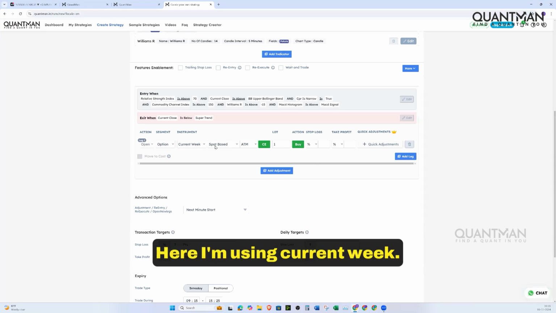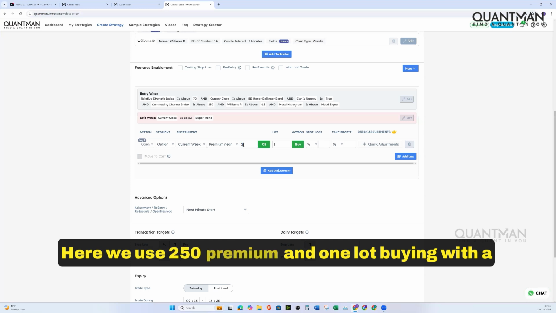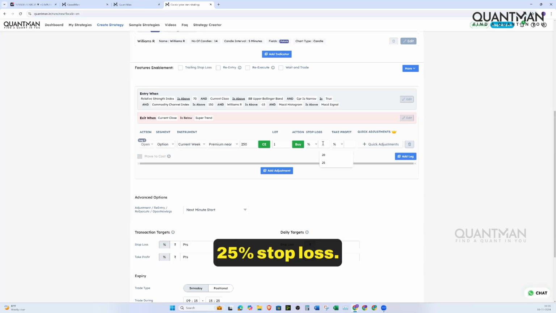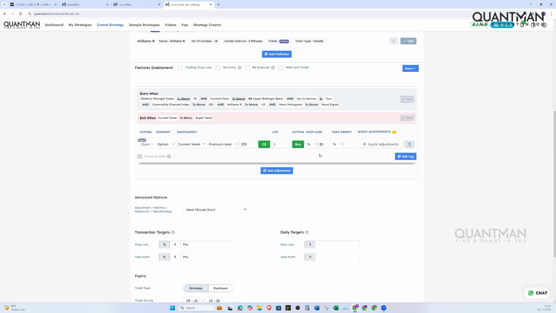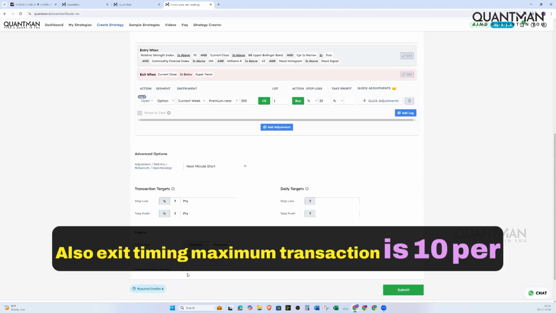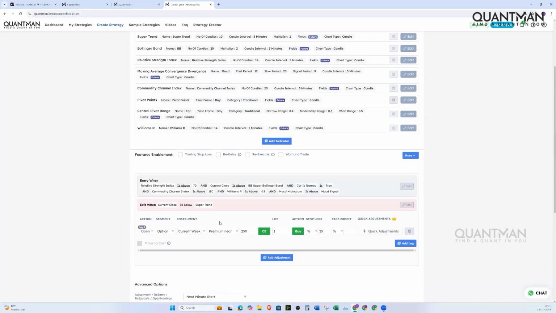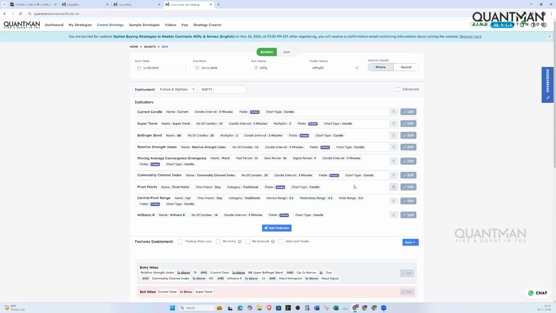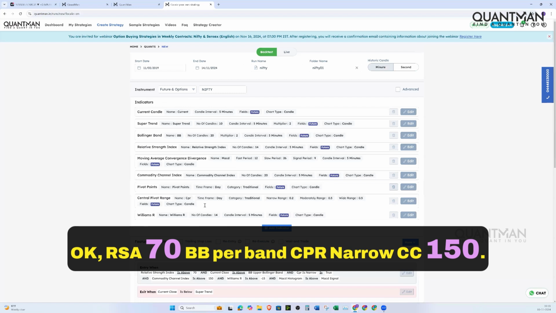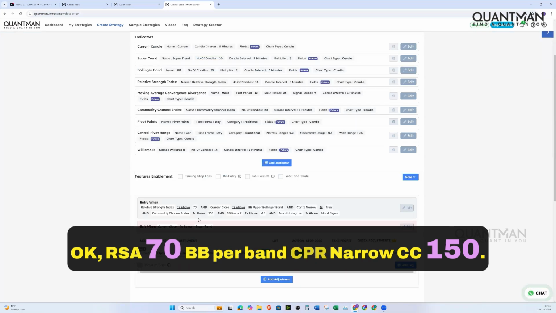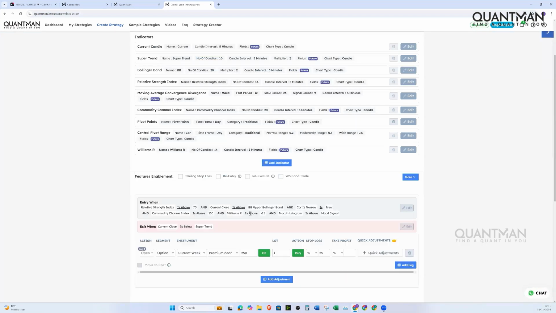Here I am using the current week. It's a premium near 250. Here we use 250 premium and one lot buying with a 25% stop loss. Also, exit timing, maximum transactions is 10 per trade. RSI above 70, BB upper band, CPR narrow, CCI 150.